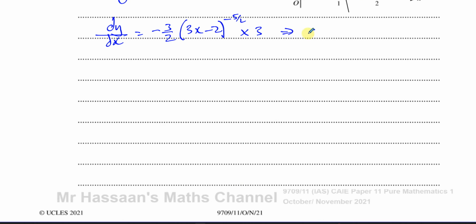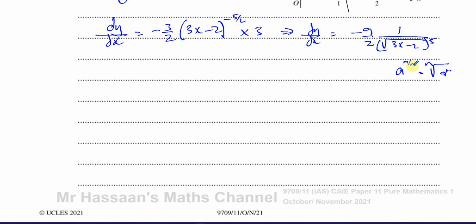So therefore we can say dy/dx, the gradient function, is going to be -9/2 times, what I can do is write this as 1 over the square root of (3x - 2) to the power of 5, because we know the rule a^(m/n) is equal to the nth root of a to the power of m.